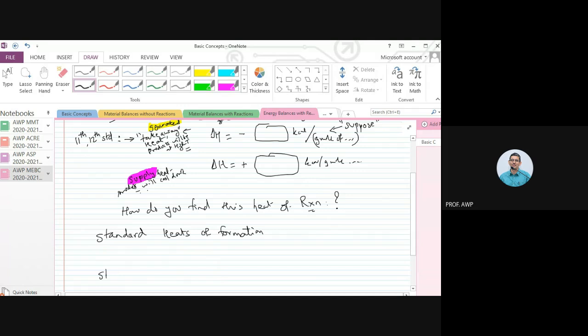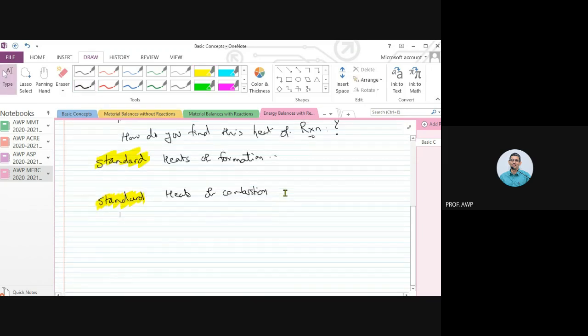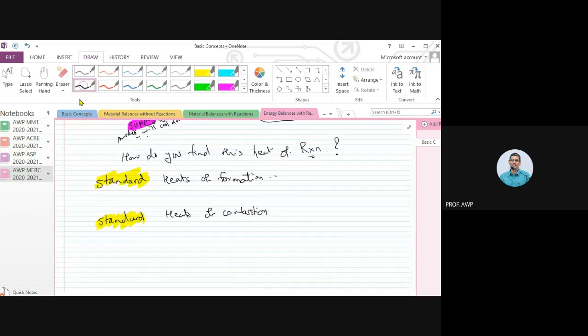And there are some things called standard heats of combustion. Okay, the word standard, unfortunately, has no standard, because every subject defines standard in a different way. In the context of heat of reaction, standard is defined as 25 degrees centigrade and 1 atmosphere absolute pressure. That is the meaning of the word standard in the context of heats of reaction.